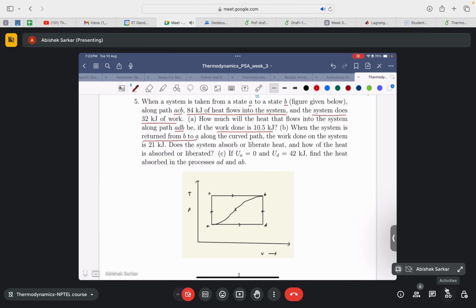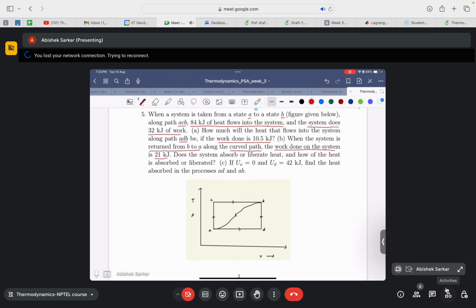Second part is, when the system is returned from B to A along the curved path, the work done on the system is 21 kilojoule. Does this system absorb or liberate heat, and how much of the heat is absorbed or liberated? Okay, you need to find the net heat interaction. Part C is, if UA is equal to 0 and UD is equal to 42 kilojoule, find the heat absorbed in the processes AD and AB. Okay.